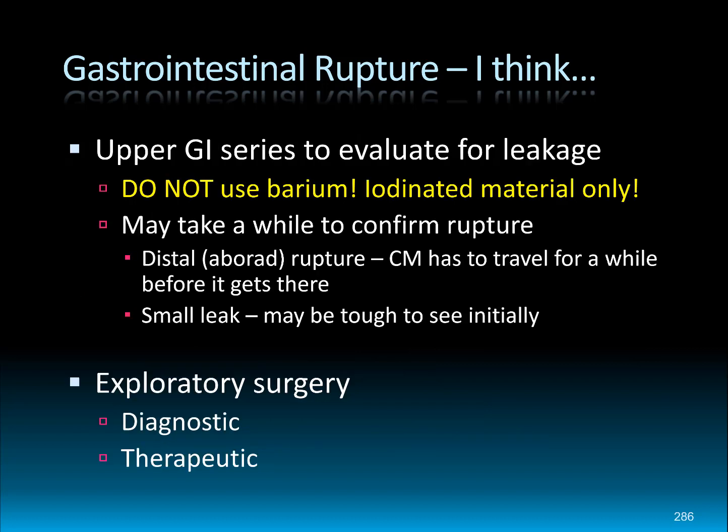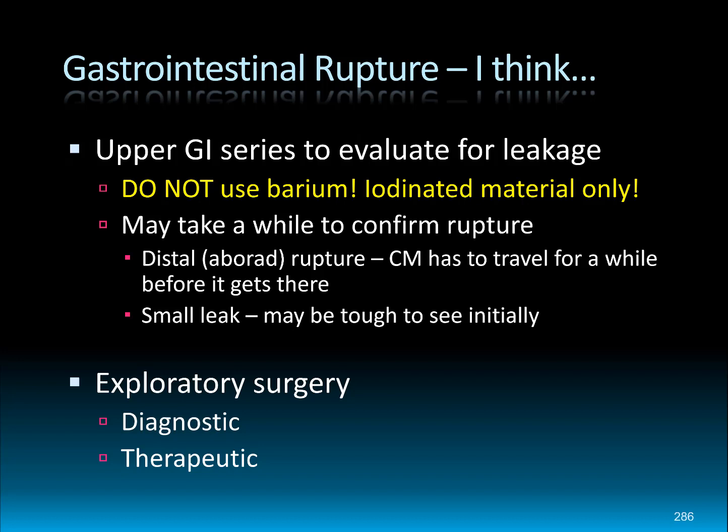If you do an upper GI series to look for a site of leakage or confirm that there is a leakage, do not use barium, because here you are suspicious of a leak. If you use barium, it's going to leak into the peritoneum, and it's going to cause a raging granulomatous peritonitis, and that's just going to increase the potential for morbidity here.